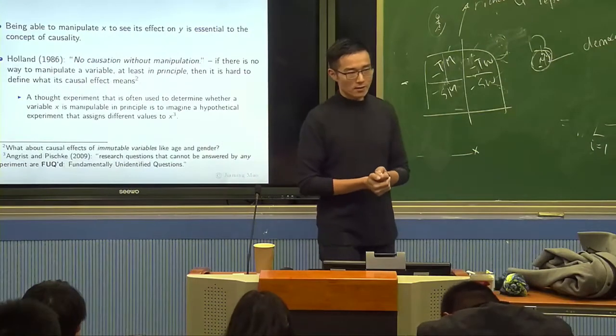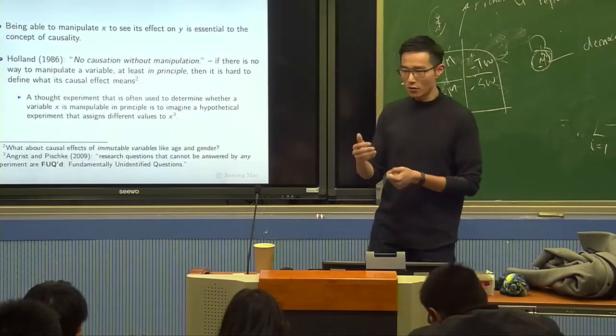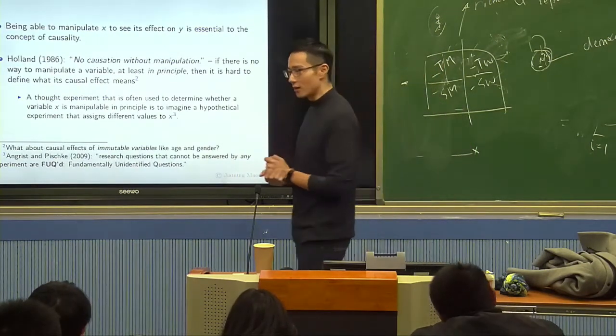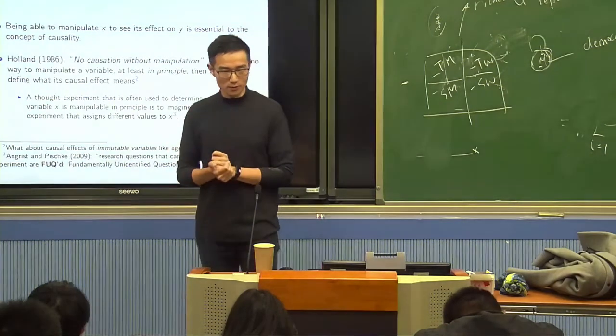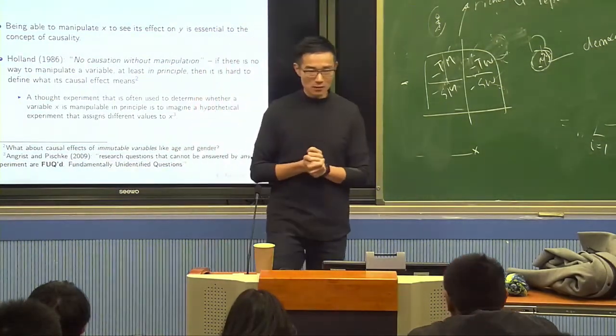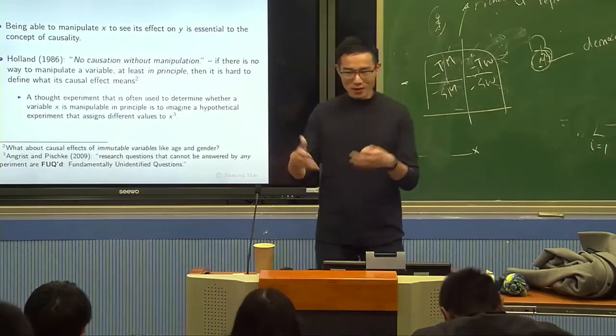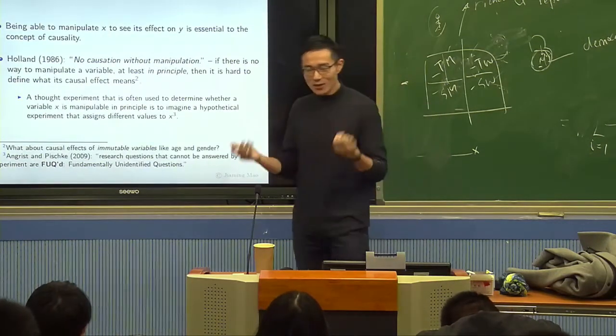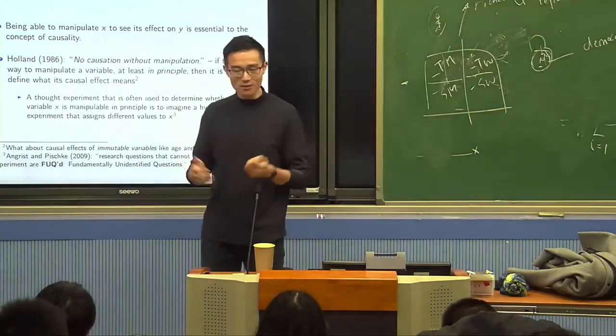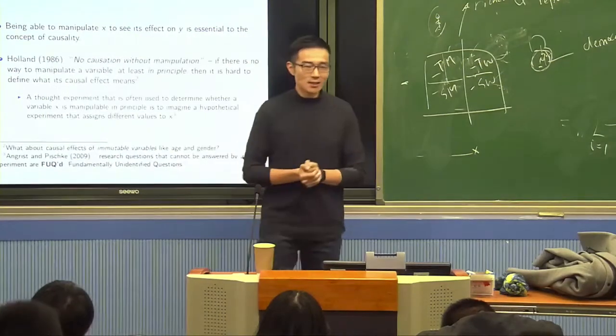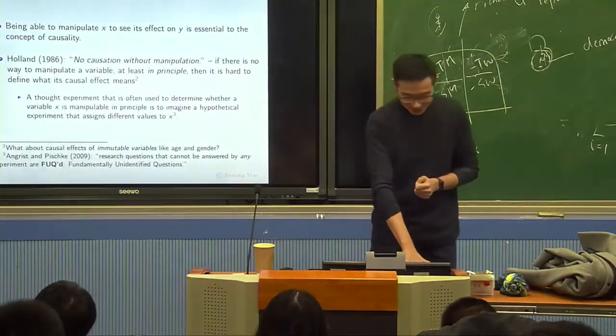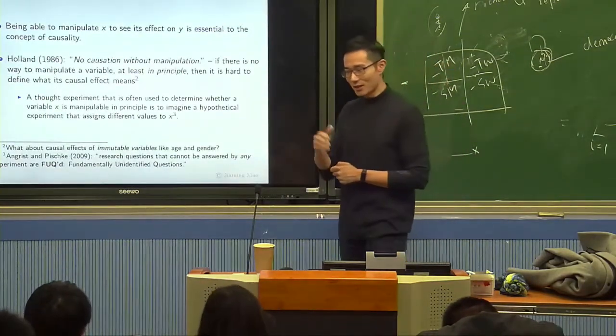You can ask, what is the causal effect of democracy on economic growth, for example. At least in theory, even if you're not able to do it, you can think about going to North Korea and changing it or something. Let's not talk about China. Anyway, it's possible to think about an intervention.